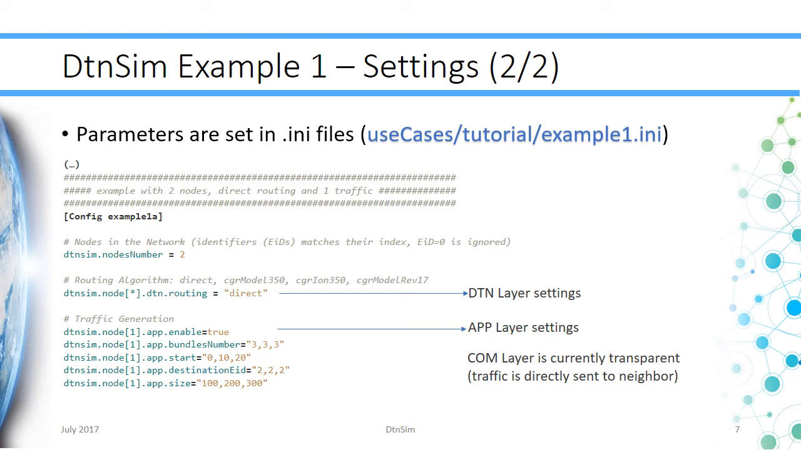It's worth noting that the communication layer is transparent, and therefore there is no specific configuration for this layer. As DtnSim evolves, the communication layer can start modeling more particular effects such as channel error rates or other aspects that we want to model, and we want to study how they interact with the DTN protocols.